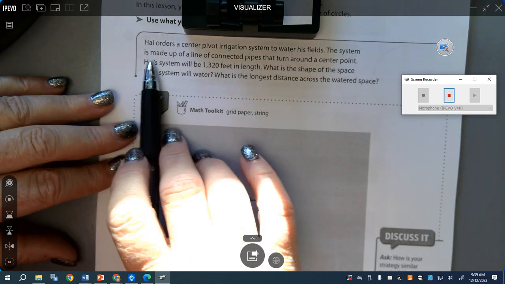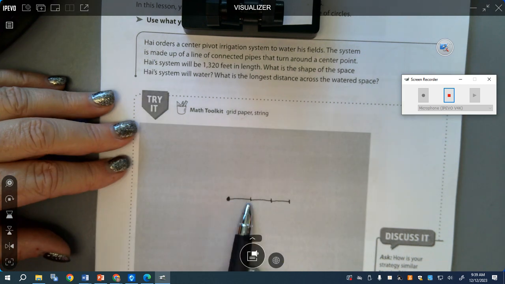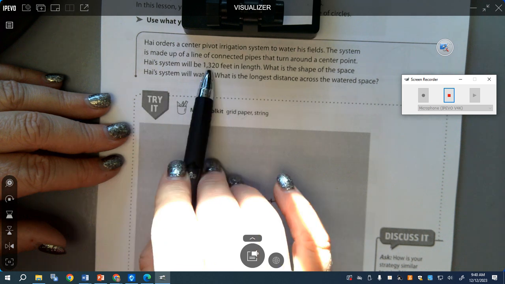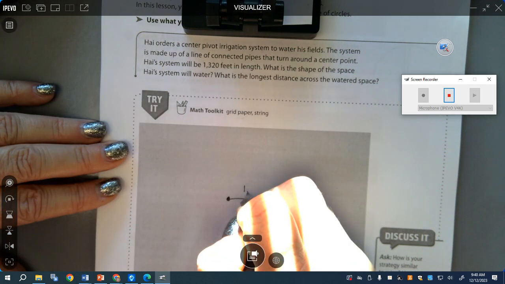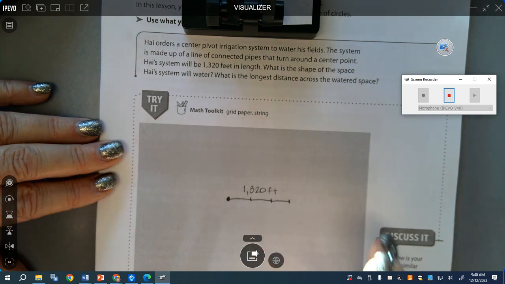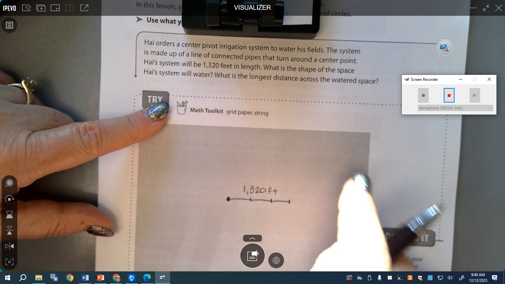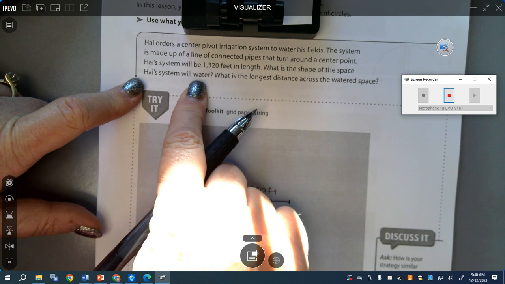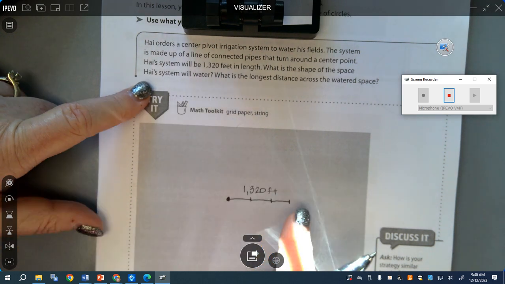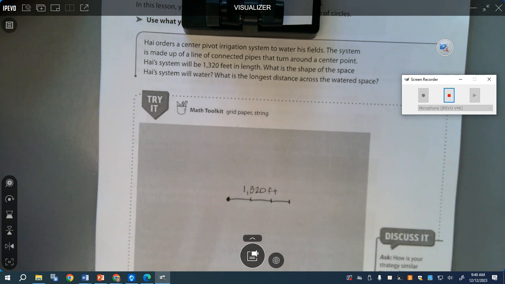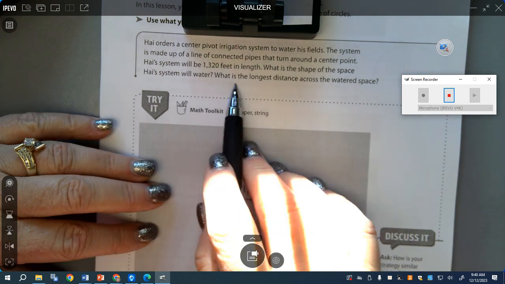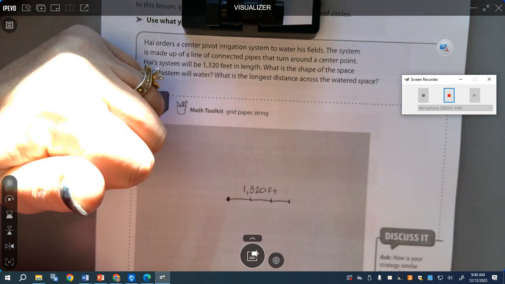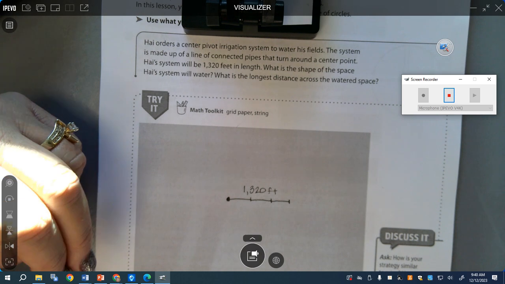So now look at this problem. The system is made up of a line of connected pipes: pipe, sprinkler head. Hi's system will be 1,320 feet in length. So this is 1,320 feet. The question says this: what shape of space does his system water? So what shape will happen if this sprinkler works correctly? And what is the longest distance across the watered space? I want you guys to think about that for a quick second.